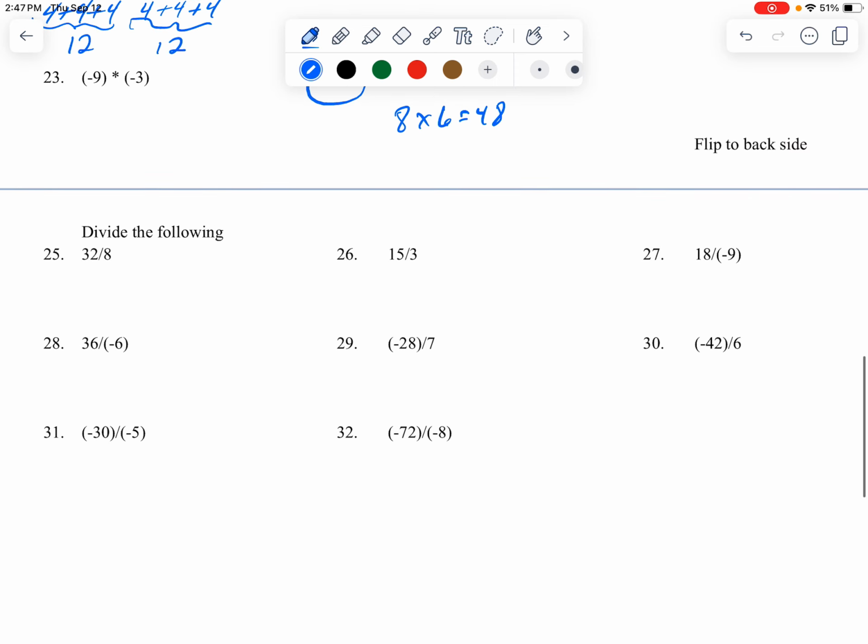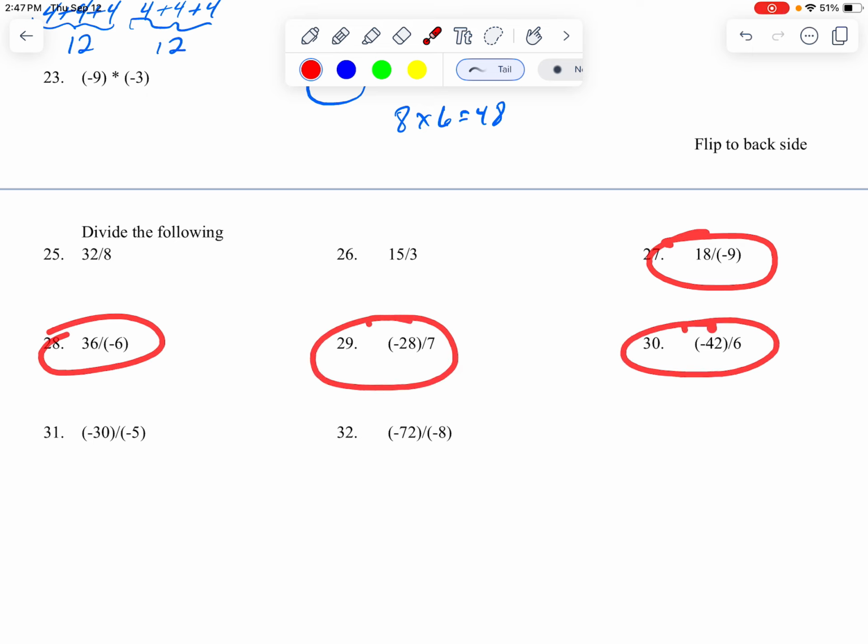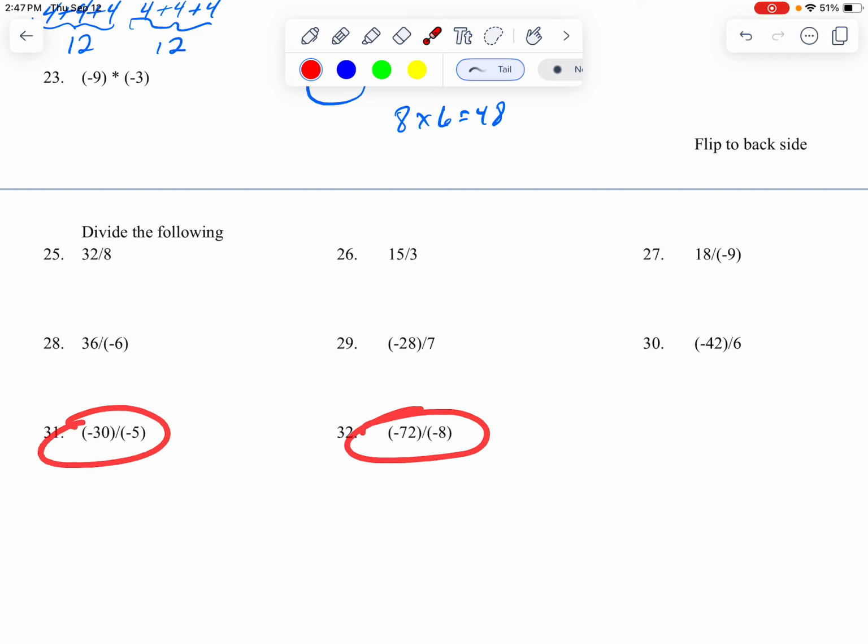Division, if you can do multiplication, you can do division. And the same exact rules apply with signs. If we have one negative sign, like we do here, here, here, and here, your final answer is going to be negative. If you have two negatives, your final answer is going to be positive, just like with multiplication.